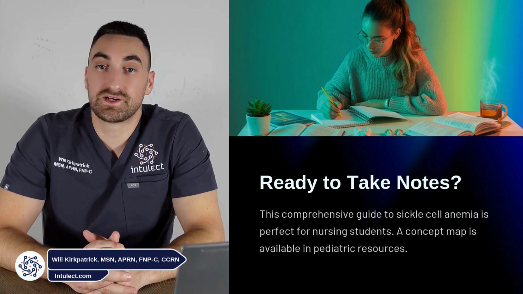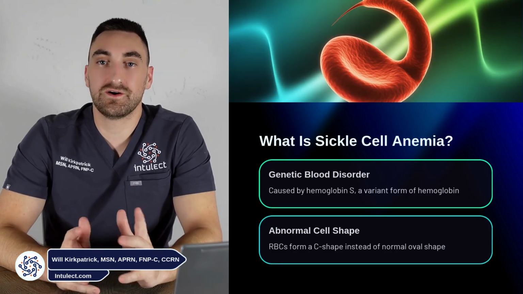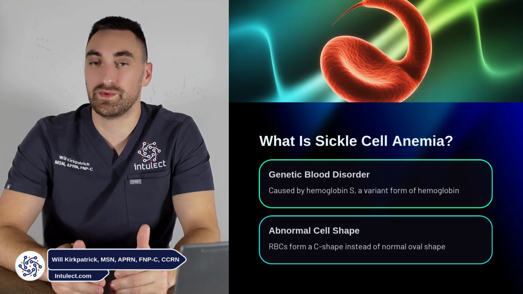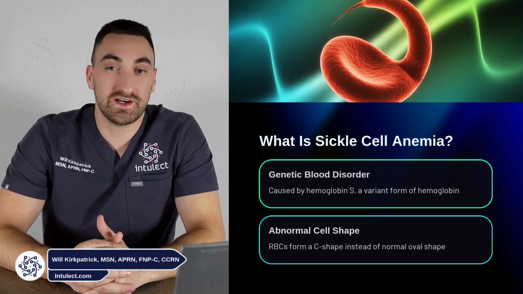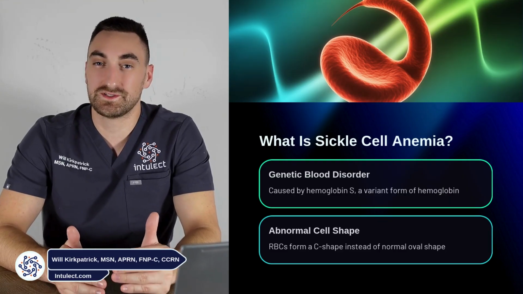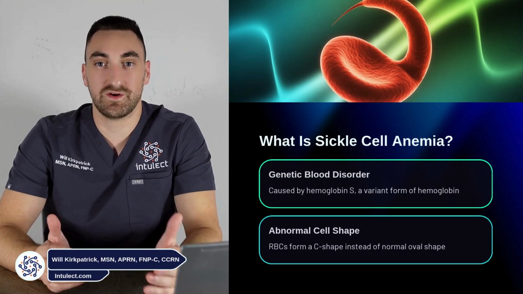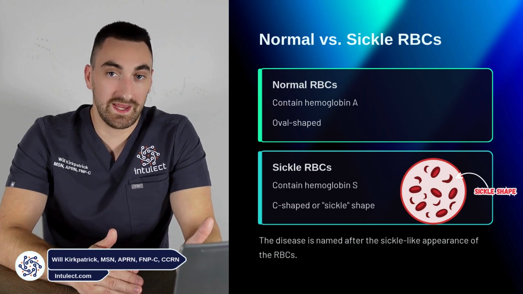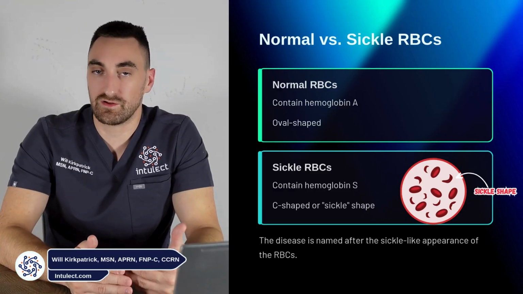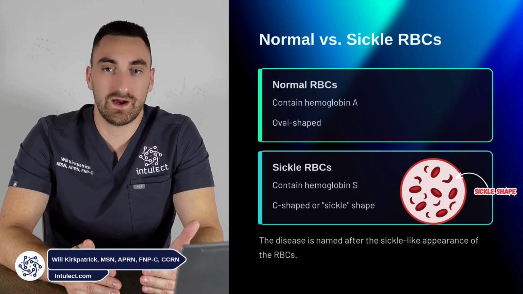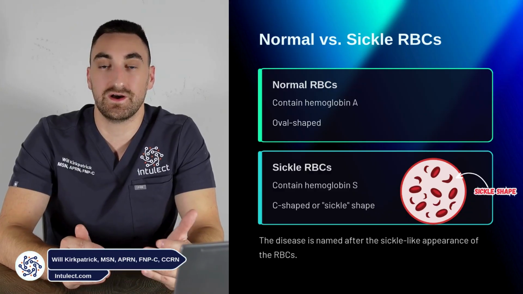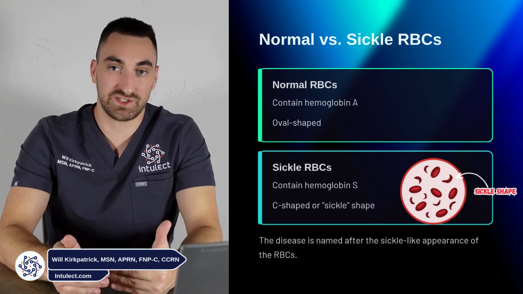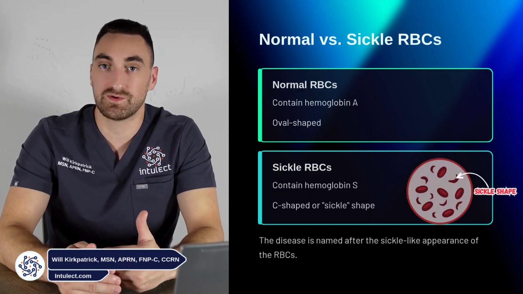Alright, so what is sickle cell anemia? Sickle cell anemia is a genetic blood disorder characterized by the presence of hemoglobin S. What that does is it basically makes our red blood cells a C shape instead of an oval shape. Normal red blood cells are composed of hemoglobin A, but these patients have hemoglobin S. So that is the abnormality related with sickle cell anemia. And by the way, the name sickle cell is related to its actual shape. So you could say it's sickle-shaped or C-shaped.